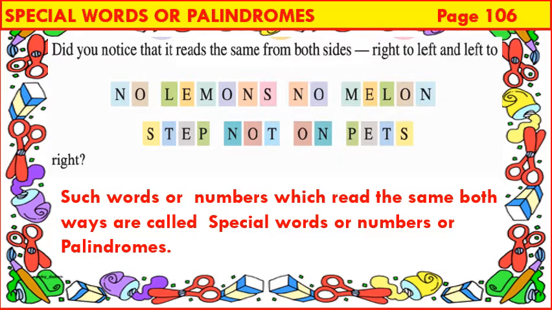Now let us consider another example. Step not on pets. Now try to read this sentence from right to left. It will read the same. Such words or numbers which read the same both ways, from left to right as well as from right to left, are called special words or numbers or palindromes.